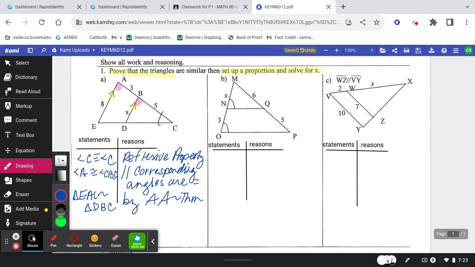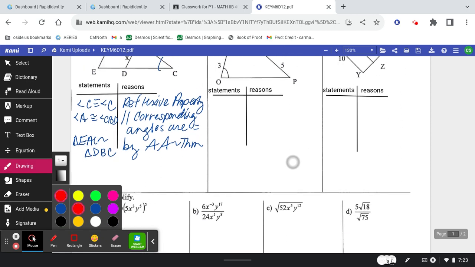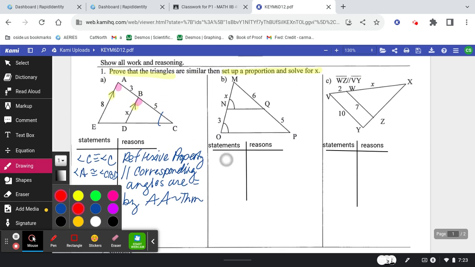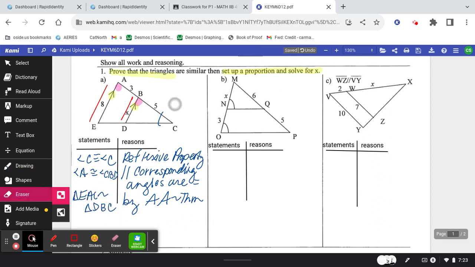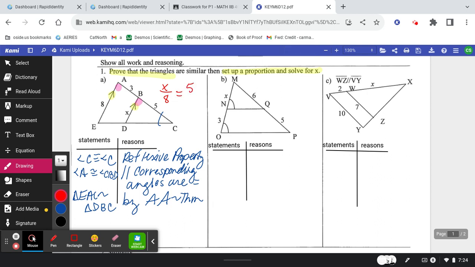Now we can go and solve for the x. So let's set it up as small is to big as small is to big. Notice that that second big is going to be a combination of 3 plus 5, or a side length of 8. Okay, so we're going to say x is to 8, there's my small is to big, as 5 is to 8. And then we cross multiply, we get 8x equals 40. And so we get 5.